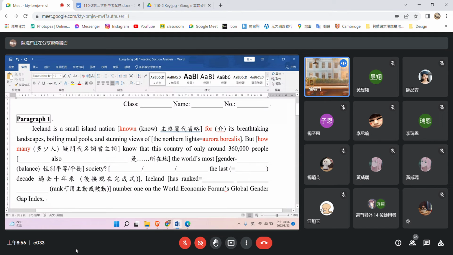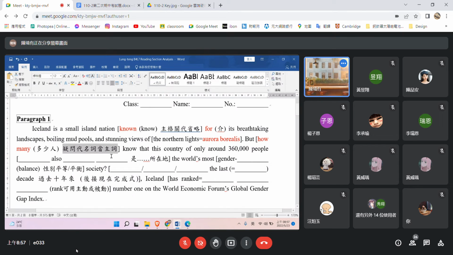So how many here is a question, but it's also the subject of the sentence. Some question words can be used like this. For example, what. When you say what happened, you do not have to say what does happen. What is a question word, and it's also the subject of the sentence. So you simply write what happened, and put a question mark at the end. The same idea for how many. I actually put Chinese for you to understand: 疑问代名词当主词.